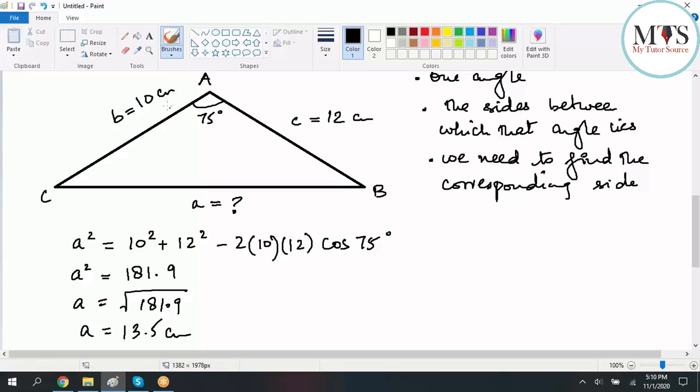Now it can be the opposite as well. They can give you the three sides and ask you for the measurement of one angle. So play with the formula according to the given question. Any questions about this? No. Okay.